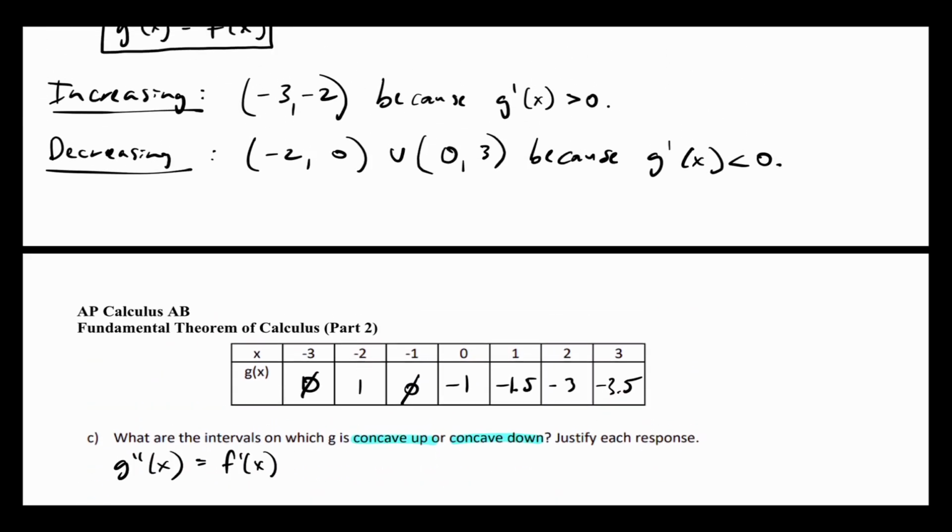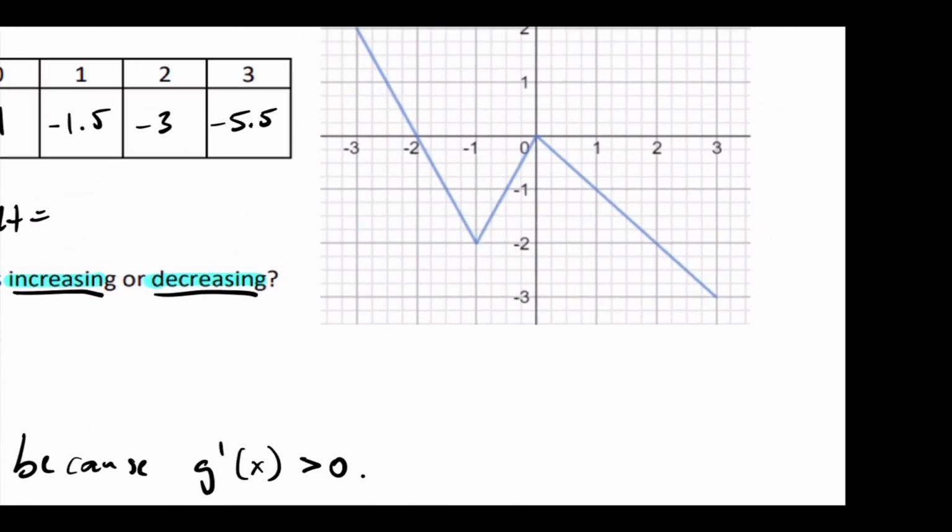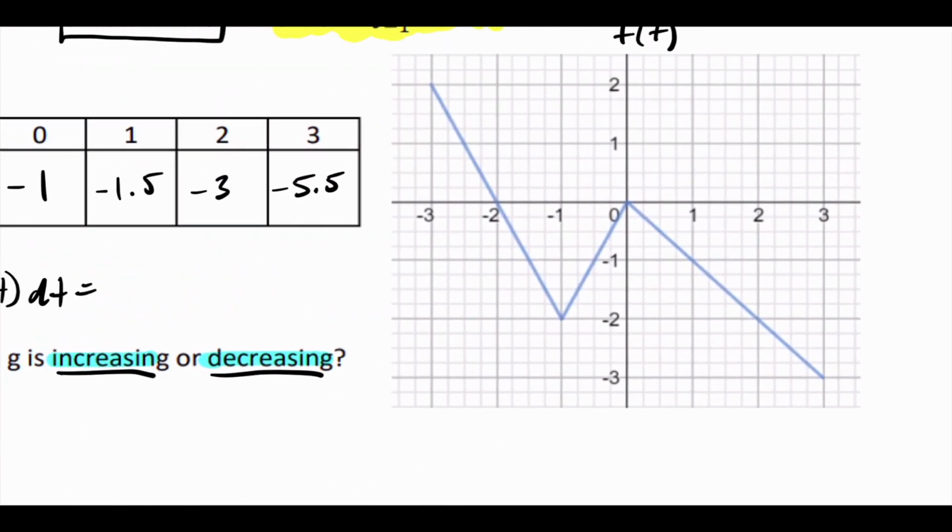Okay, so let's go to the graph. Where are the slopes negative and where are the slopes positive? Well, if it's going downhill, slope is going to be negative. Going uphill, slopes have got to be positive. Okay.